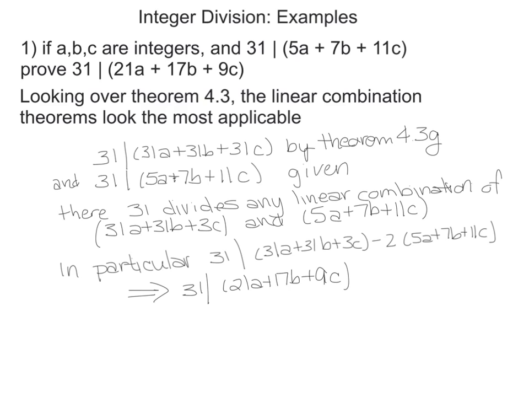The significance of this particular linear combination, where 31A plus 31B plus 31C is multiplied by 1 and then added to 5A plus 7B plus 11C multiplied by -2, is that when you work this out algebraically, you get the 21A plus 17B plus 9C that you were looking for, and then you're done. Again, this example relied heavily on theorem 4.3 part G.